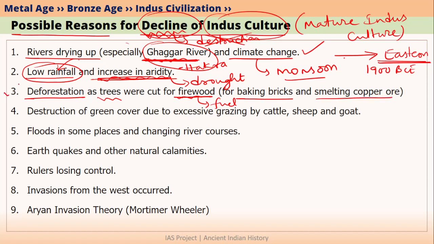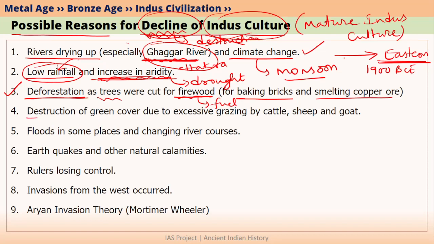So some experts are of the opinion that deforestation has also changed the climate in the region. And because of that, soil fertility was lost and agriculture also declined. So this may be one reason for decline of Indus culture.